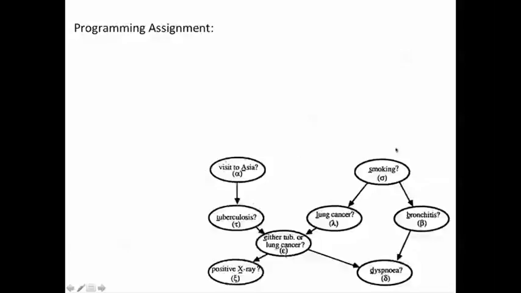characteristics about the patient, such as whether they smoke or not, whether they have visited Asia or not, some symptoms such as whether or not they have dyspnea or whether or not they have tested positive for an X-ray which shows some occlusion in the lung area. And there are 3 possible conditions that they may have, which is tuberculosis, lung cancer, or bronchitis.